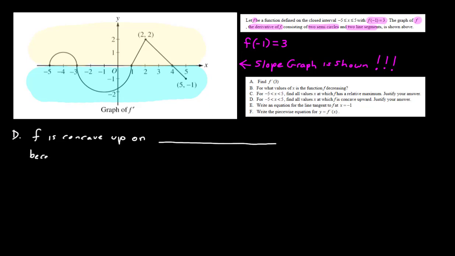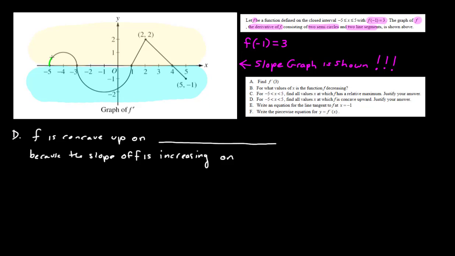The reasoning is because the slope of f is increasing. Remember, that was our reasoning for concave up. The slope of f is increasing on, and then we'll choose some interval. All right, so we need to do this. We need to see where the slope is getting bigger, where the derivative is getting bigger.